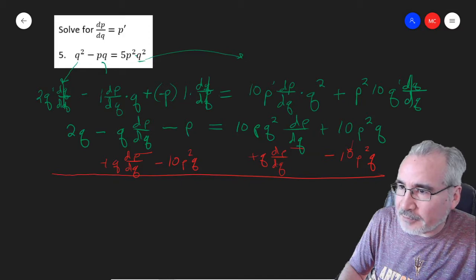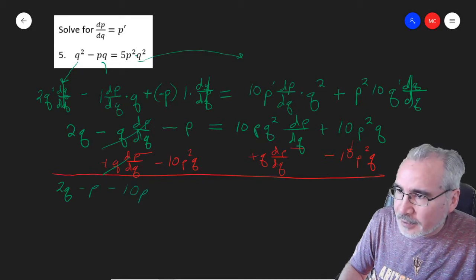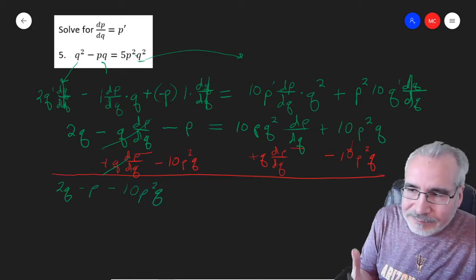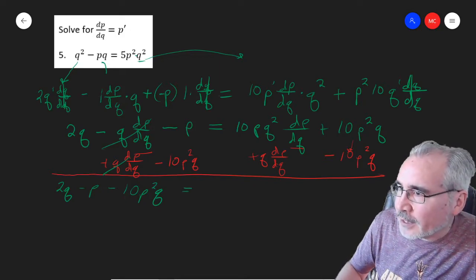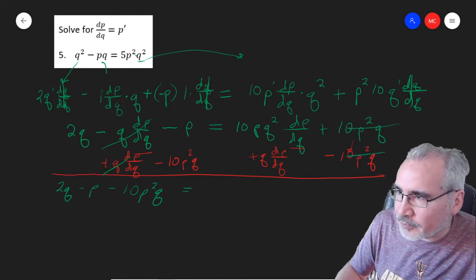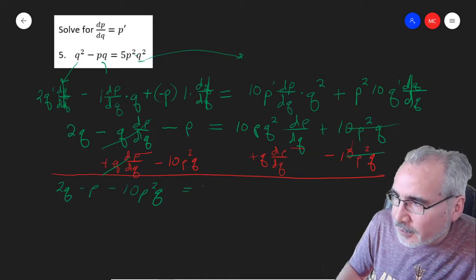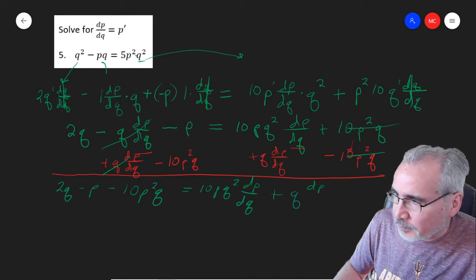Okay, so what are we going to have? We're going to have 2q. This is going to go away. We got minus p, and then we've got a minus 10p squared q. Again, order's not critical. You could have it in a different order. That would be okay. Over here, this term cancels out, becomes 0. So we're left with 10p q squared dp dq plus q dp dq.